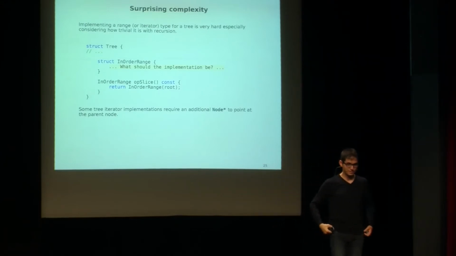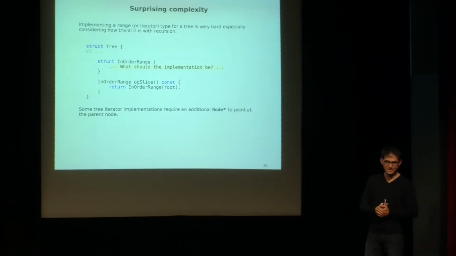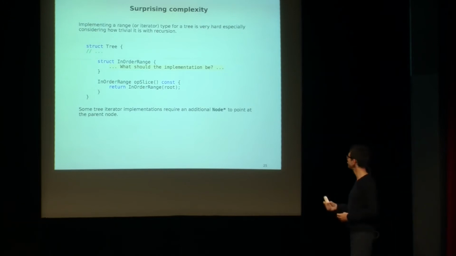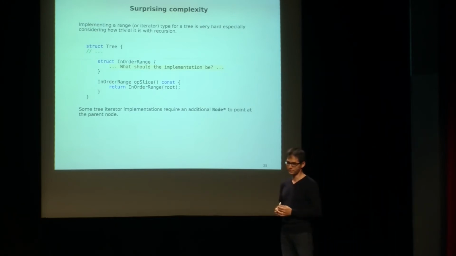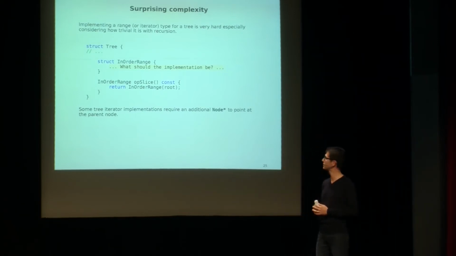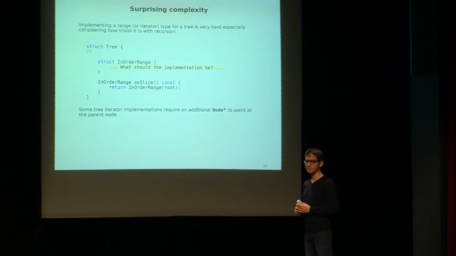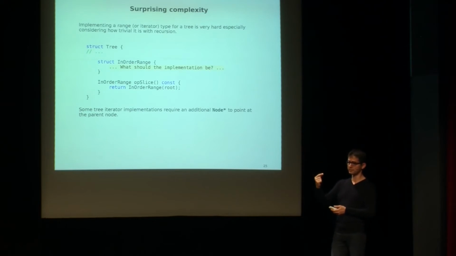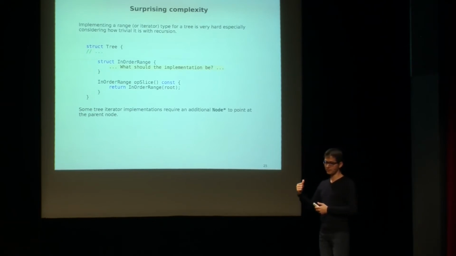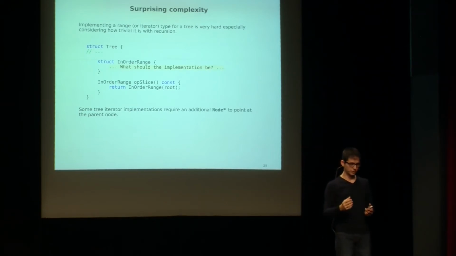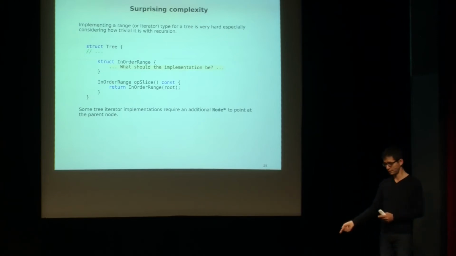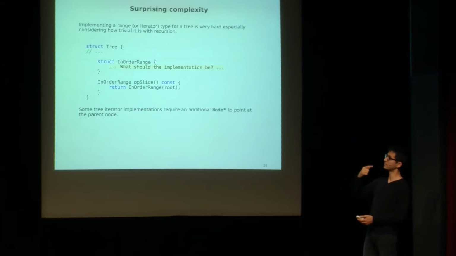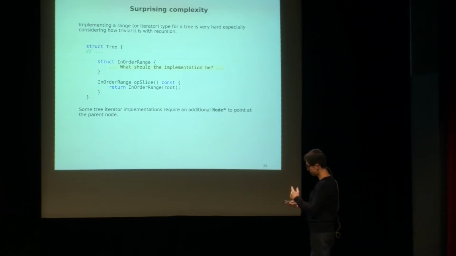Exercise to the attendees, go ahead and write an in-order range for a tree, a binary tree. It's pretty difficult. Some implementations like the C++ STL need to use parent pointers. So it's not only difficult, it also changes your data structure to introduce a third pointer, not only left-right, but you have to have this parent pointer to show where your parent was so that you can backtrack. Surprisingly complex.